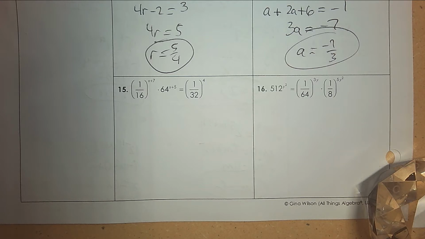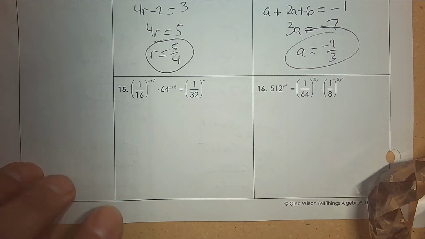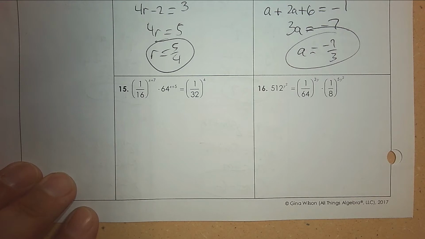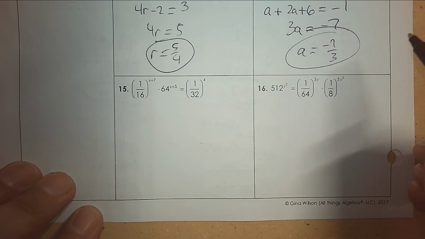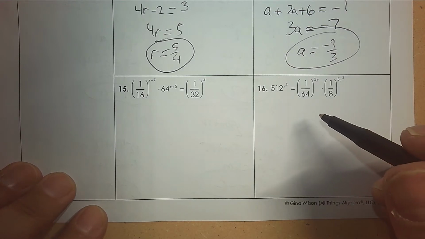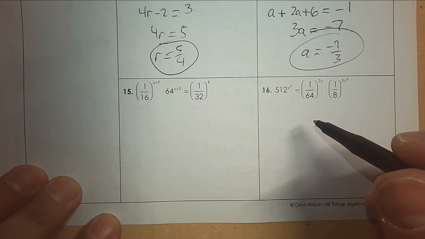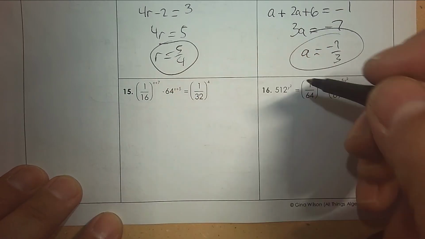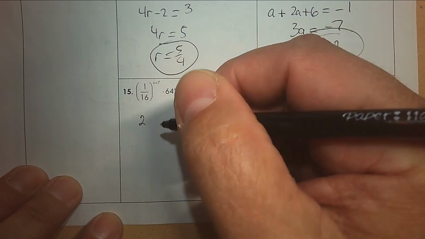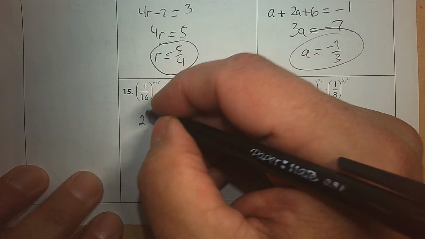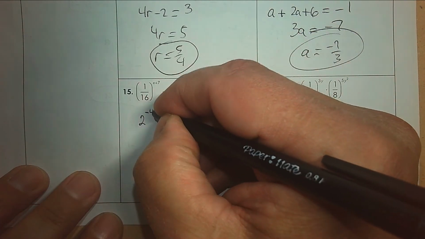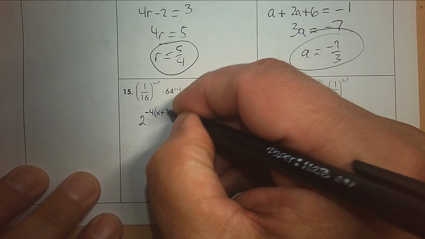What is the only base that works? There is only one option here. 2. That's the only one. I know it feels like it could be a different number, like 4 or even 8. That's all lies. The only one that could work is 2. So it's 2 to what exponent? Negative 4, and there's an x plus 7.